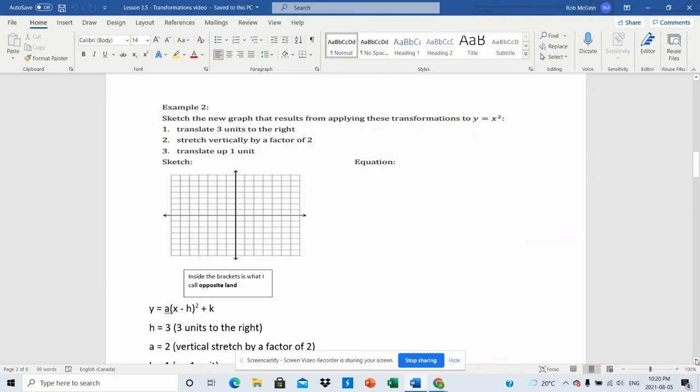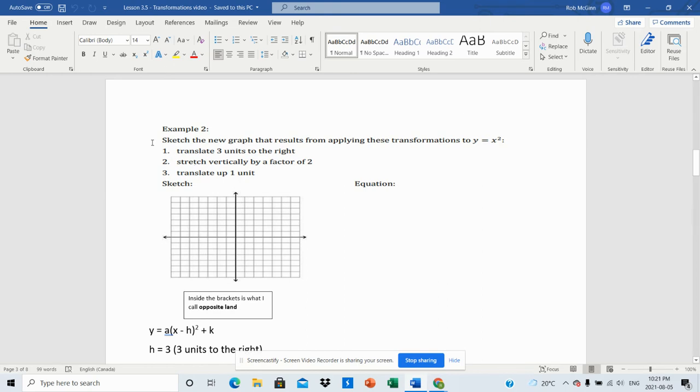So let's start off with an example here. We're going to sketch the new graph that results from applying these transformations to y equals x squared. So if you saw in the Desmos videos, that's what we start off with, y equals x squared, our standard quadratic relation. So we want to first translate 3 units to the right. Second, we're going to stretch vertically by a factor of 2. And third, we're going to translate up 1 unit. So I'm going to break it down here for you.